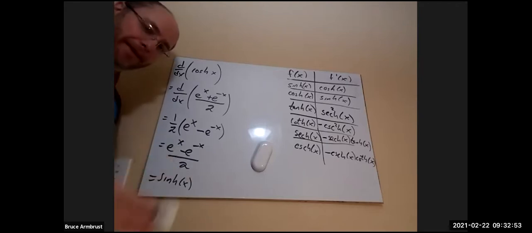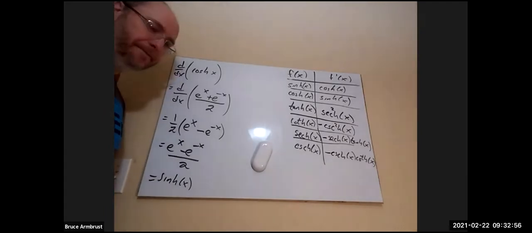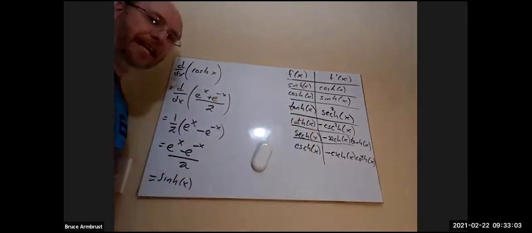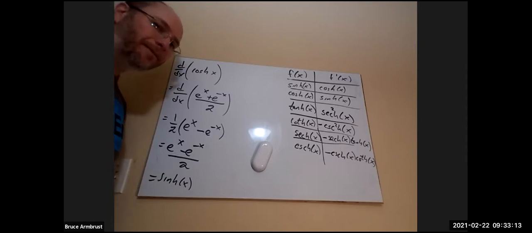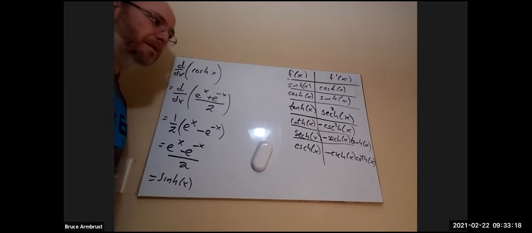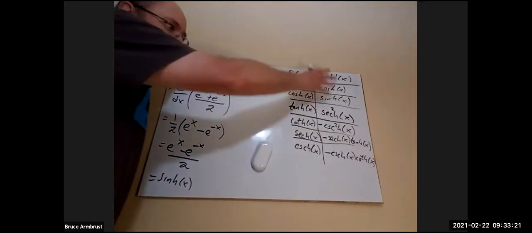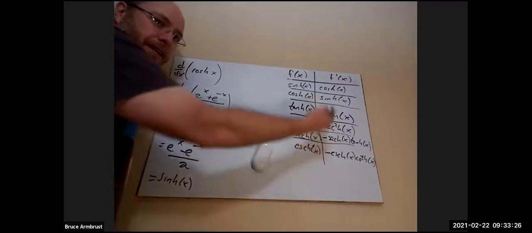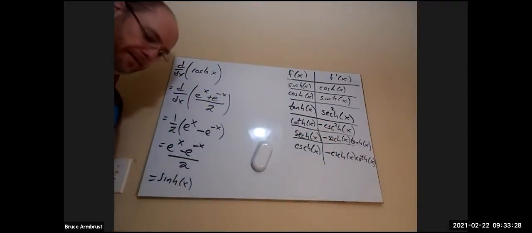So good news, bad news time. Good news: that pretty much follows the same pattern as what we're used to. Bad news: the signs are jacked up a bit. Like it doesn't follow the patterns with the plus or minus signs that we're used to for trig functions. But that's because these are different guys. These are hyperbolics. All right, so this chart is going to be useful for differentiating and also for integrating when we've got those forms.